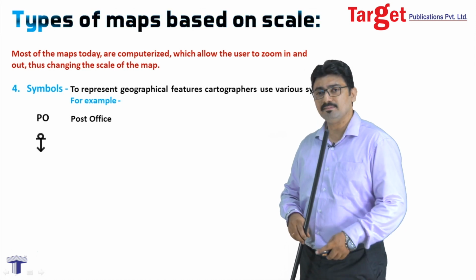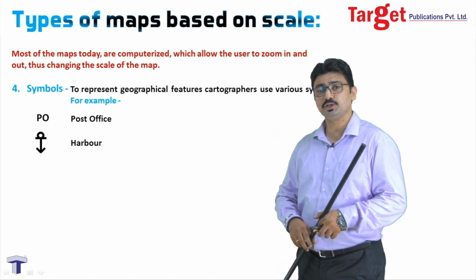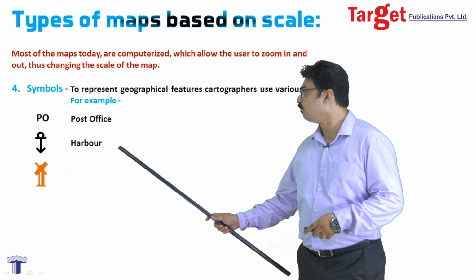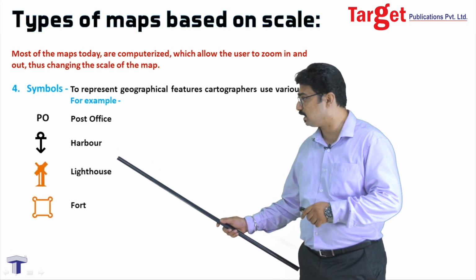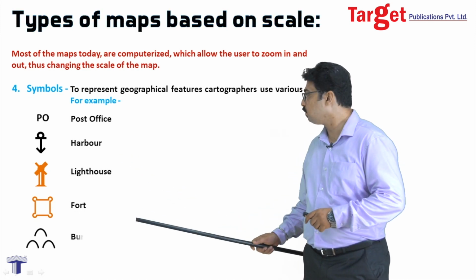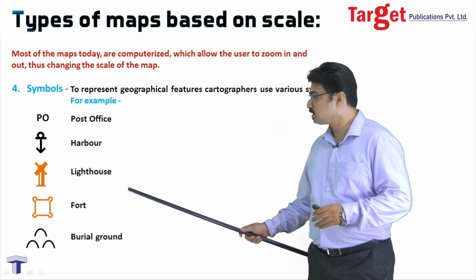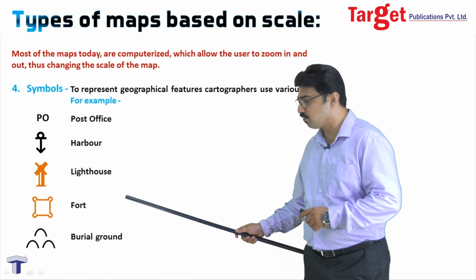So for example, if you want to show a post office, it is shown by a simple PO. If you want to show a harbor, it is shown by an anchor of this type. A lighthouse is shown by this type of a symbol. For example, a fort is shown by this type of a symbol.